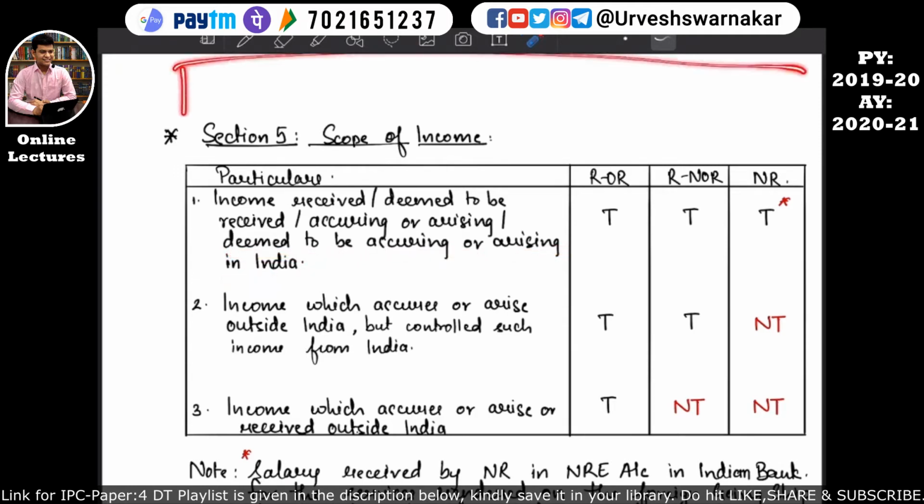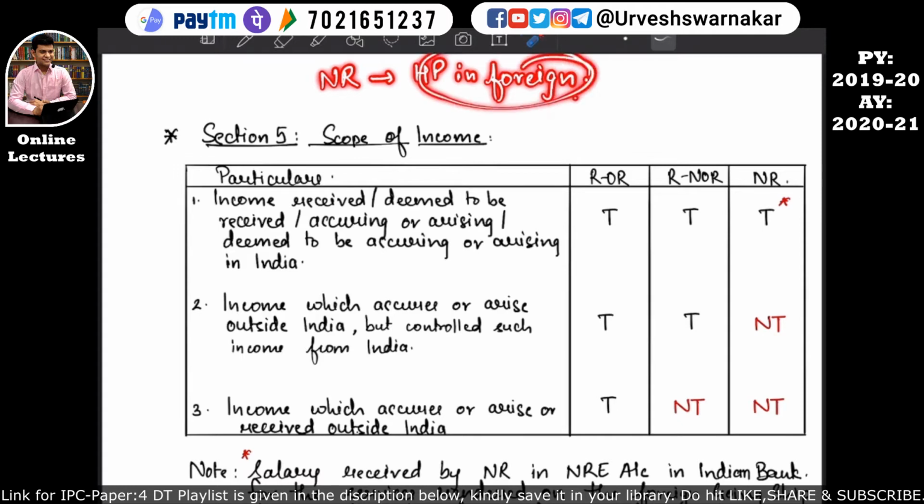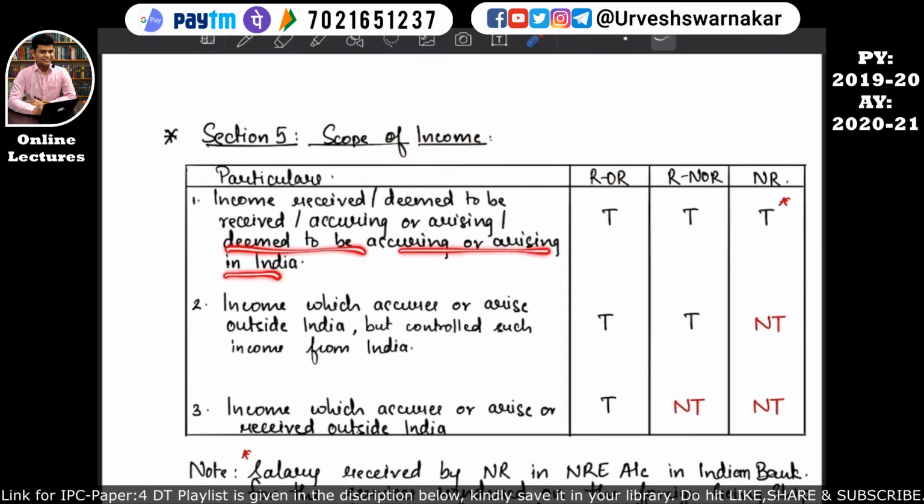This whole explanation, whatever I gave you over here, I gave in order to explain this part. So basically, if the non-resident is having a house property in foreign and receiving a rent income from such house property of foreign in a foreign bank only, even if such a non-resident was in India and controlling such foreign income, it will not be considered to be deemed to be accruing or arising in India. That's why this point number 2 came into existence. I hope this is quite clear to you all. But if the income which accrues or arises outside India and such income is controlled from India, then in case of a resident ordinary resident and in case of a resident non-ordinary resident, it will be taxable in India. I hope this is quite clear to you.